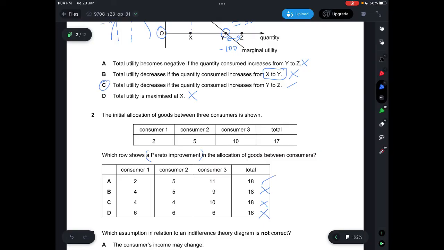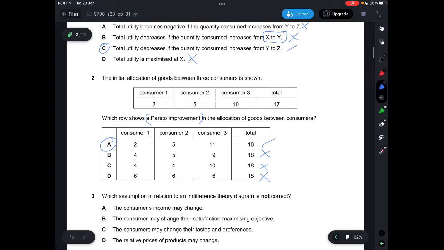So the only row that shows a Pareto improvement would have to be A, because as you can see, consumer 1 and 2 have the same amount of goods, while consumer 3 has gained 1 more. In total is 18, so answer is A.